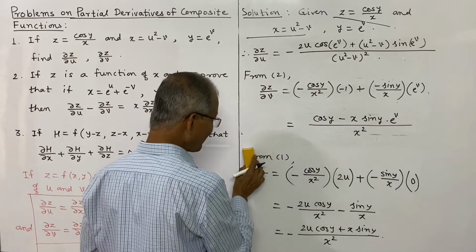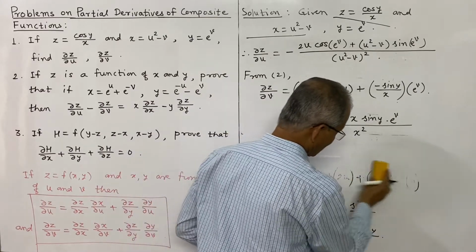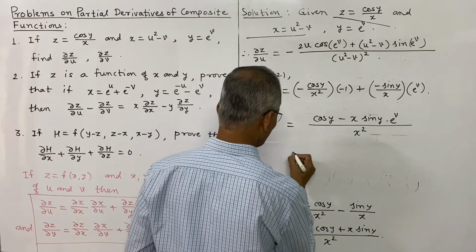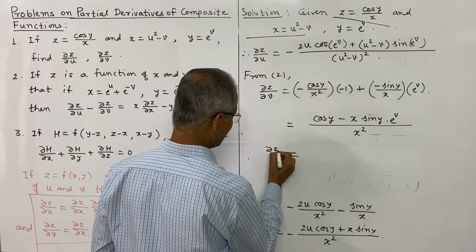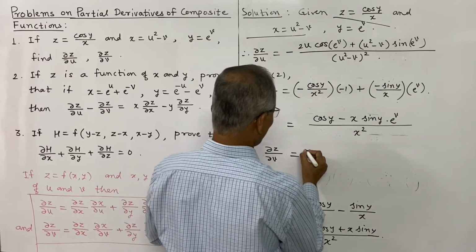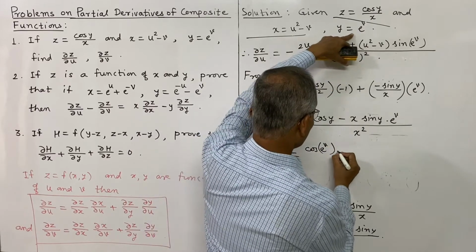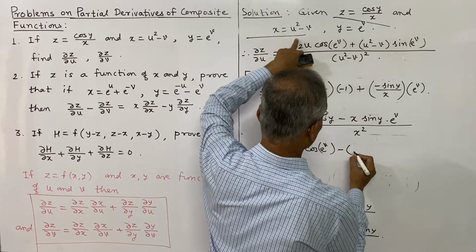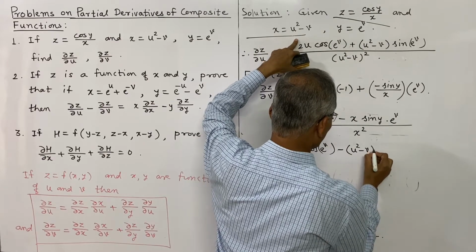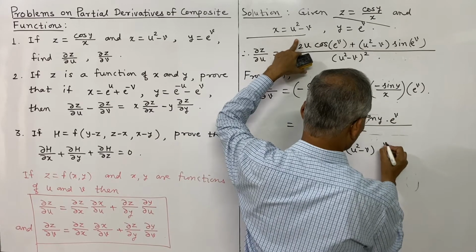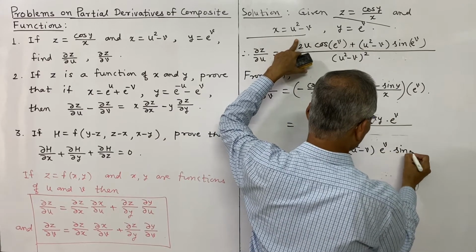Or if you put the values of y and x as given in the problem, this becomes dou z by dou v is equal to cos y, y is e power v, minus x, x is u square minus v, into this term I shall write first, e power v, and then sin y, sin e power v.